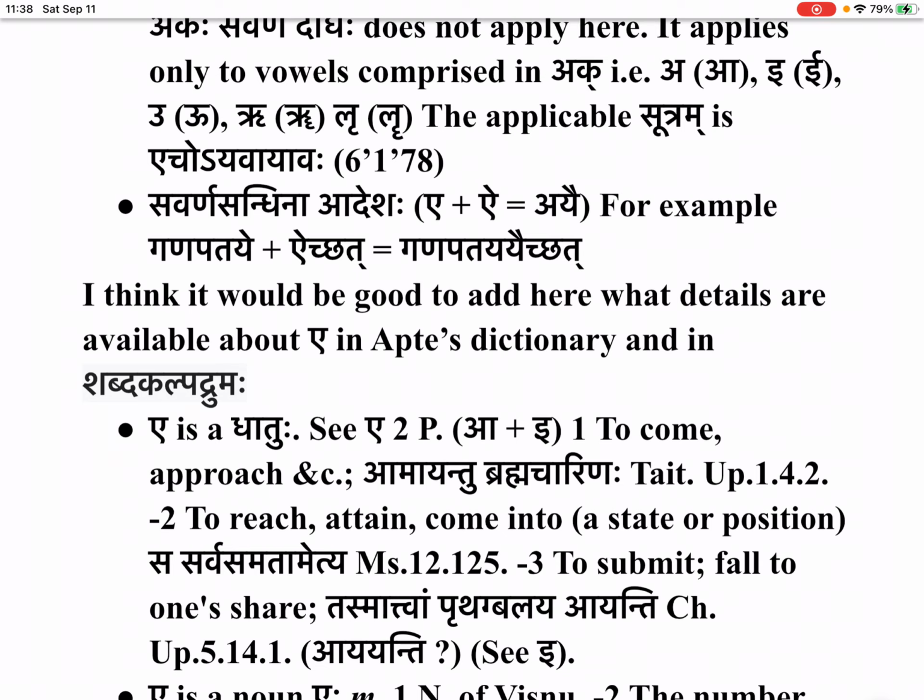See, A dvitiya ganiyaha parasmaipadi A plus E. So A is the upasarga and the mool dhatu is E. So A plus E, the dhatu has to be called as A. To come, approach. Amayanto brahmacharinaha. This is from Taittiriya Upanishad. To teach, attain, come into a state or position. Sa sarvasamatam etya. This is from Manusmriti. To submit, fall to one's share. Tasmat tvam prathak balaya ayanti. This is from Chandogya Upanishad.